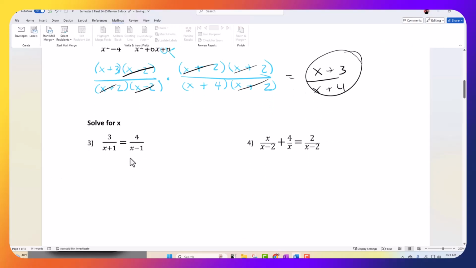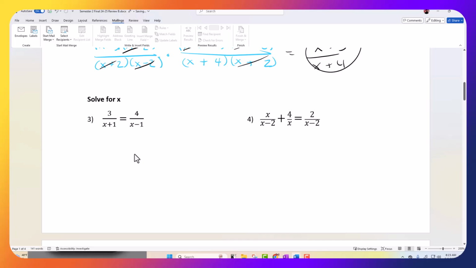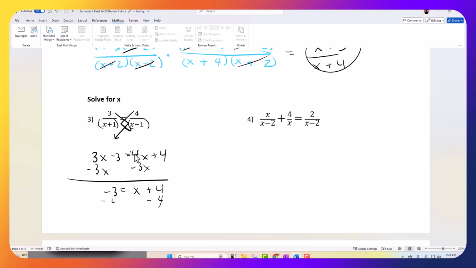Alright, in our next section we're going to solve using the butterfly method or cross multiplication. 3 needs to multiply by x minus 1. Make sure you distribute to get 3x minus 3 equals 4 needs to distribute, making 4x plus 4. To get all my x's together, I'm going to minus a 3x from both sides. Gives me negative 3 equals x plus 4, which if I minus 4, x now equals negative 7.